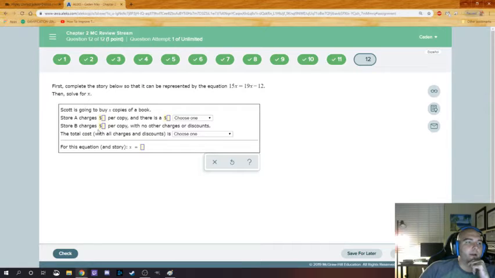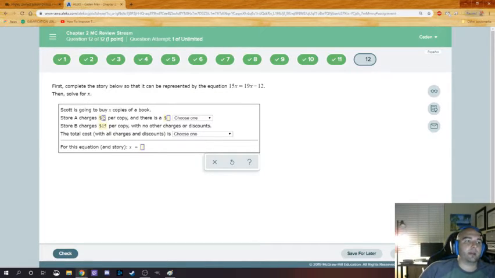I'm going to start there, and I'm going to input 15. Why am I putting 15? Because over here on the left side it says 15x. And I'm putting 15 here as store B because it says there's no other charges or discounts. If it's just 15x, that's what's telling me there's no other charges or discounts. If they had added or subtracted something to that, then there would be, right?